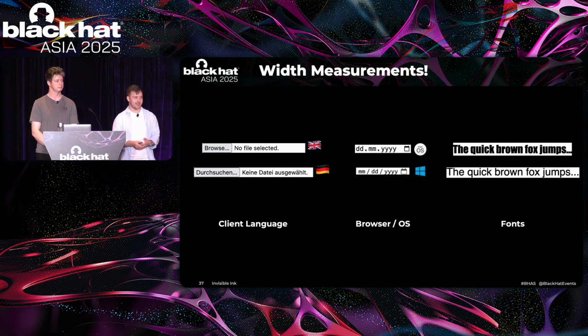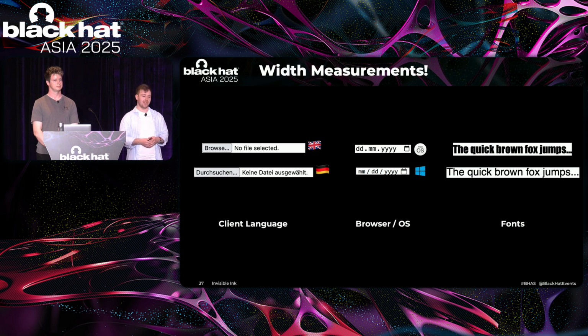And since we teased font fingerprinting at the beginning, this is also something we can do using the container rule, because if we apply a font to, for example, this text element here, it will have a different width depending on whether or not a font is available.